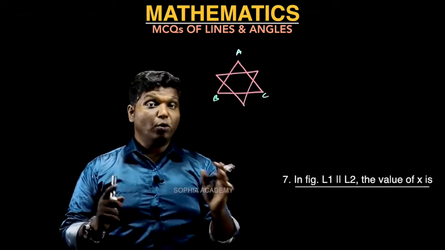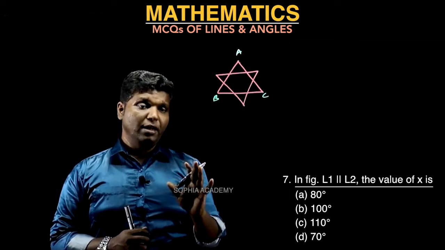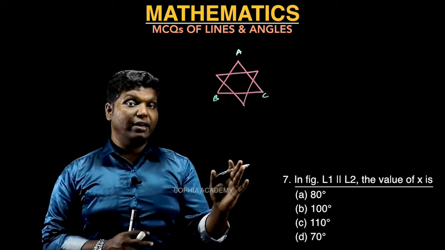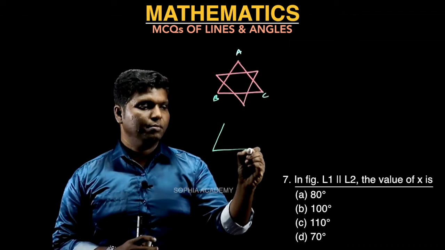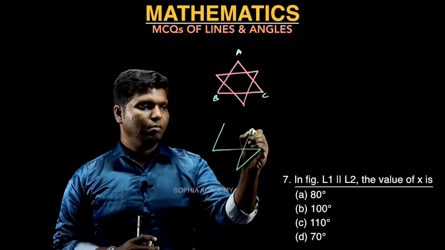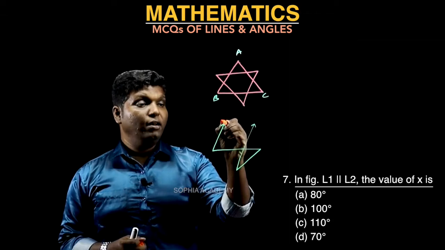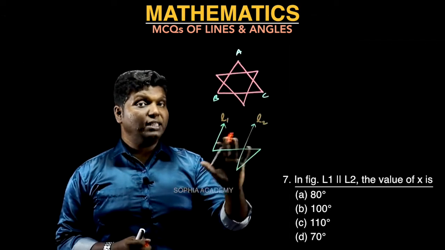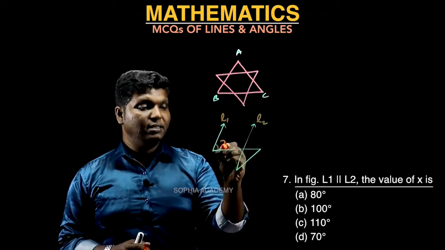So one more question from this part. Here a figure is given. In this figure, L1 is parallel to L2. 2 lines are given, L1 and L2, they are parallel. Let us draw that one. So here this is L1 and this is your L2. These 2 lines are parallel to each other, and here this is given as X.